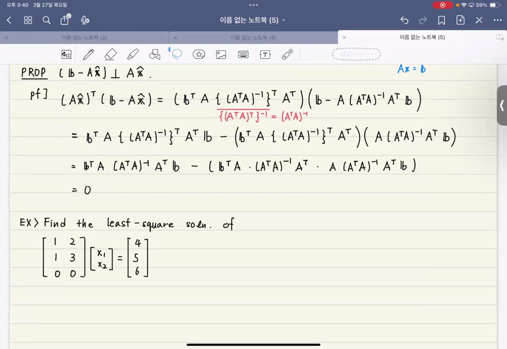But since we are trying to find the least square solution, what should I do? Do you remember? In order to find the least square solution, first you have to find the so-called normal equation. And how do you get the normal equation? Take the transpose of matrix A and multiply it to both sides, then you get the normal equation.